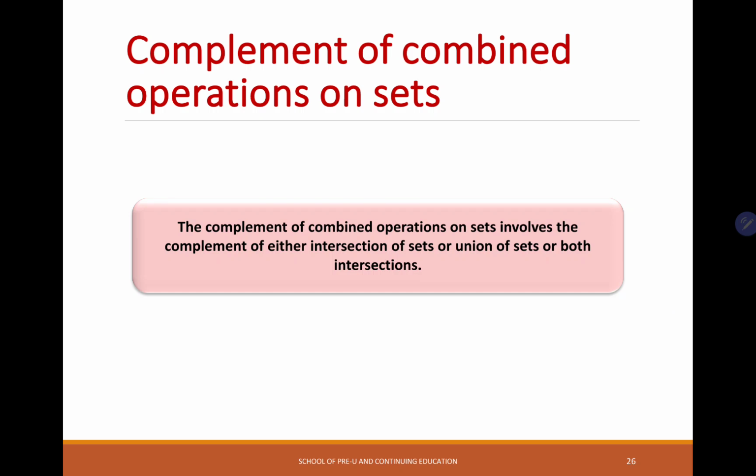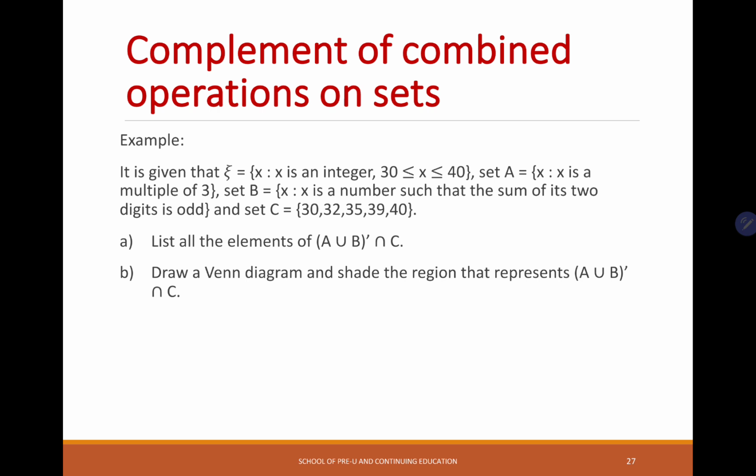Okay. The next one is the complement of combined operation on sets. The complement of a combined operation on sets involves either the complement of an intersection or the complement of a union. Let me give an example for you. Let's say we have the integers from 30 until 40, and set A is the multiples of 3, set B is where the sum of its two digits is odd, and we have set C. Now we need to list all the elements for the complement of A union B intersect with C.